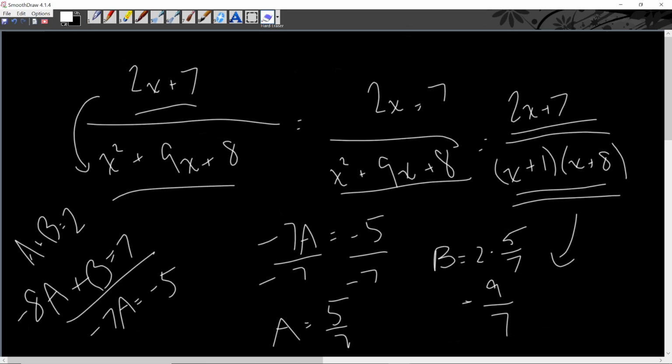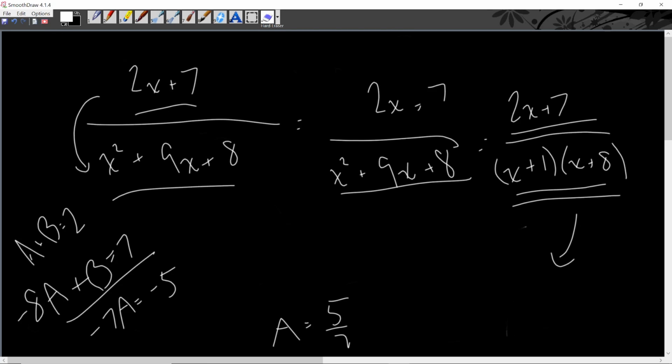And then from here, well, we could put 9 over 7, well, let's write down what we had originally. We had 5 over 7 times, wait, what did I use for what?